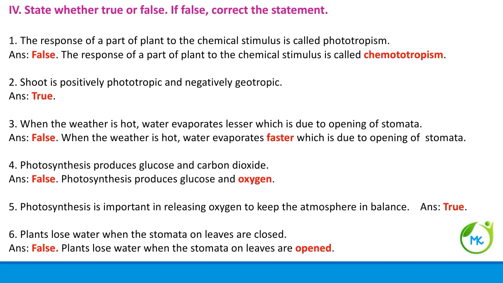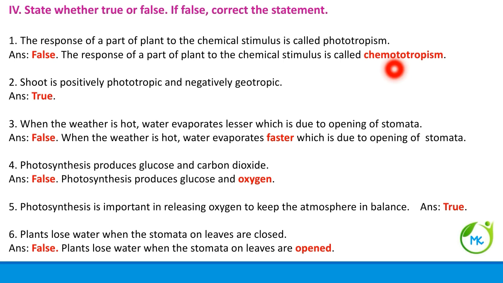Next, state whether true or false. If false, correct the statement. The response of a plant part to the chemical stimulus is called phototropism. Of course, it is false because the response of a plant to chemical means it is chemotropism. So you have to write the same sentence, but instead of phototropism, you write chemotropism. Towards the chemical stimulus means it is chemotropism.